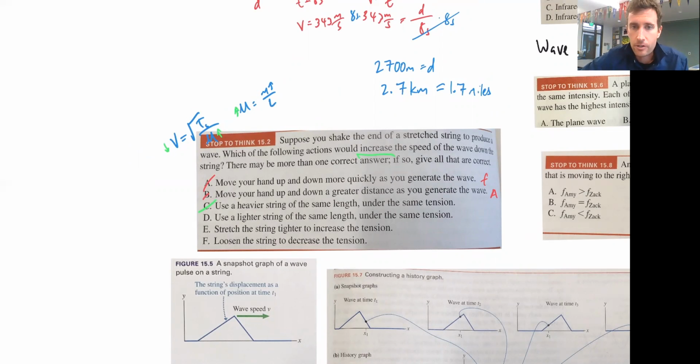Use a lighter string of the same length under the same tension. Yes, because that's the opposite, right? I just figured out that increasing the mass would decrease the wave speed, so that is a good one.